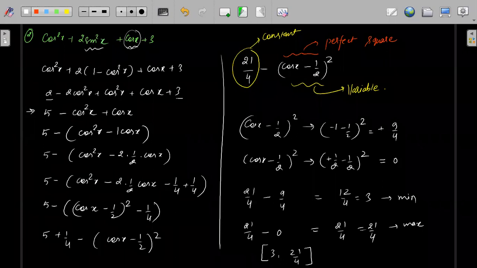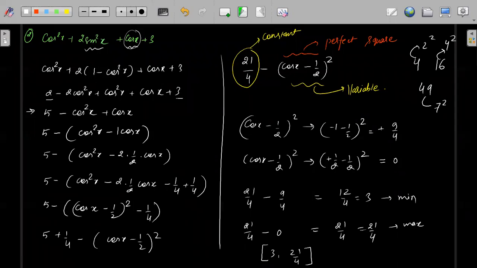What is a perfect square? 4 is a perfect square or not? Karthik, tell me, is 4 a perfect square or not? 16 is a perfect square or not? 49 is a perfect square or not? 4 I can write as 2 square, 16 I can write as 4 square, and 49 I can write as 7 square. So these all are perfect squares.